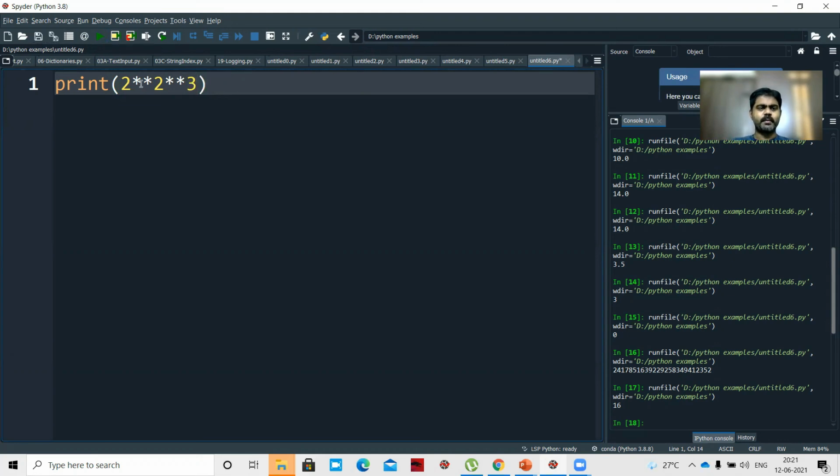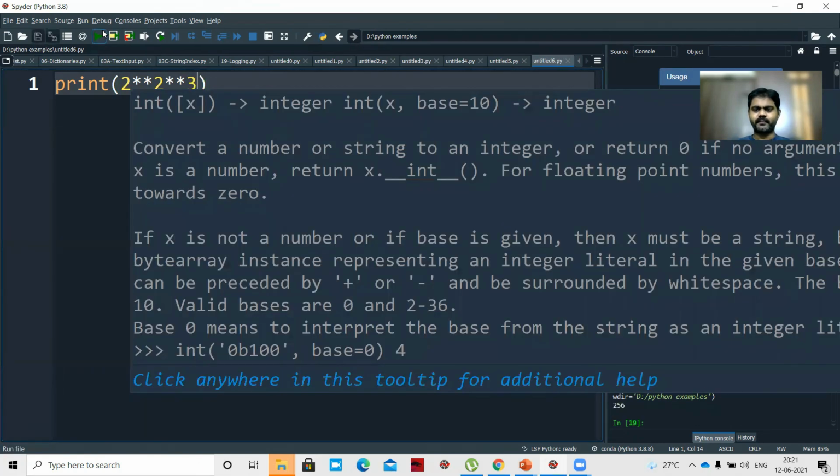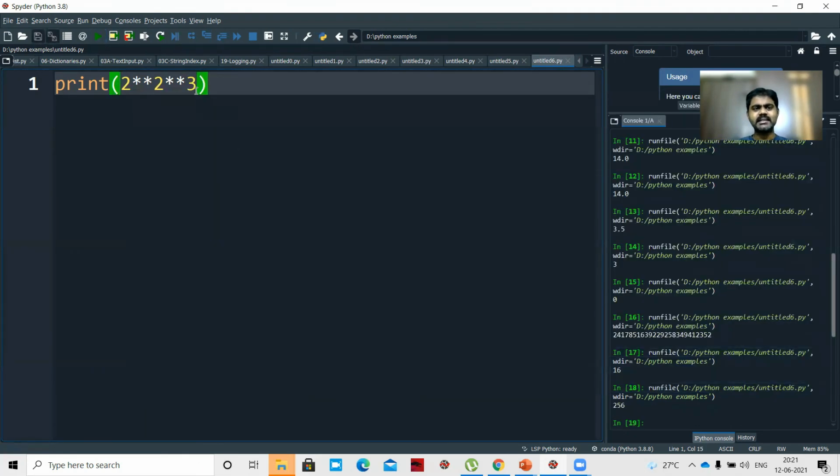Now see. 2 power 2 we'll get 4, so 4 power 3 is 64. But see what happens. We'll get 256. Why? Because right to left associativity is maintained. So 2 power 3 is 8, so 2 power 8, which is nothing but 256. Okay, so this is right to left associative only for which one? Only for the exponent operator. So remaining all cases will follow left to right associativity.